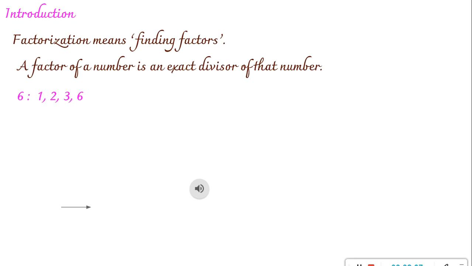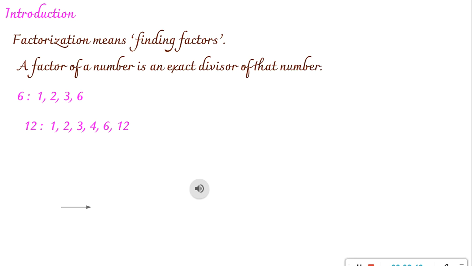Let it be 2. 6 divided by 2 is 3. There is no remainder again, right? Similarly, 6 divided by 3, the answer is 2. Again, there is no remainder. So 1, 2, 3 and 6 are the numbers which exactly divide 6. Therefore, these are the factors of 6. Now think of any other example. The number 12: 1, 2, 3, 4, 6 and 12. These are the factors of 12.